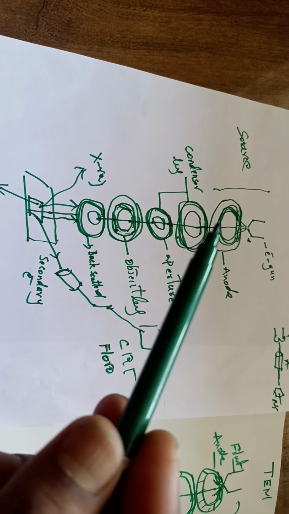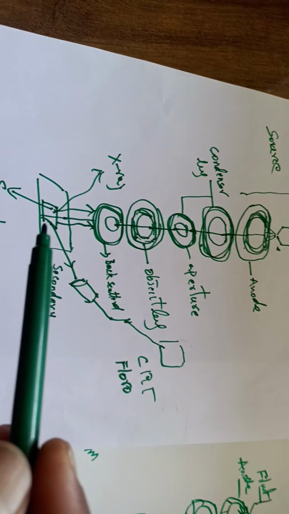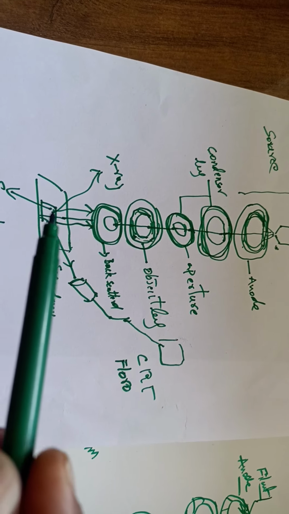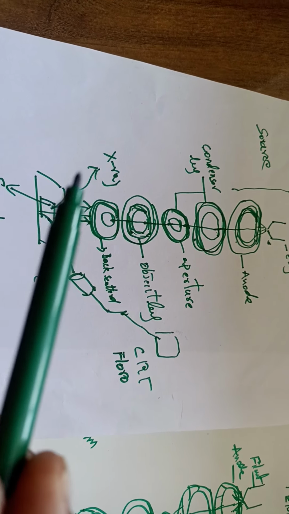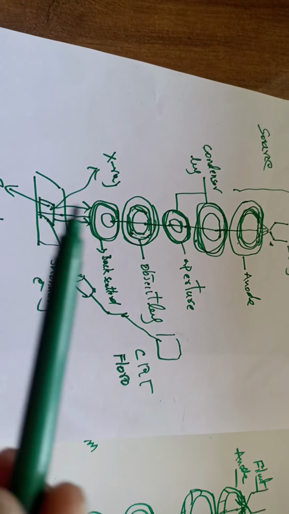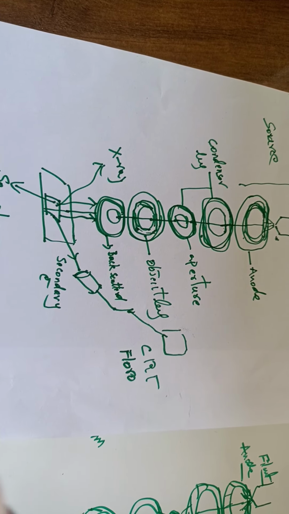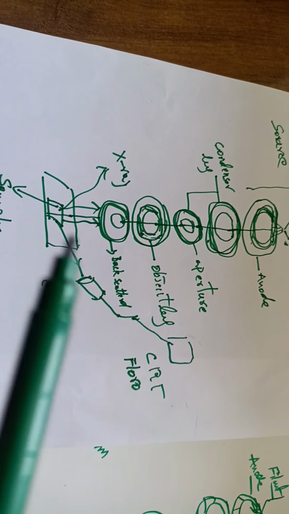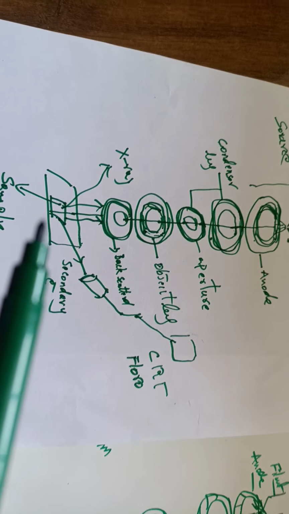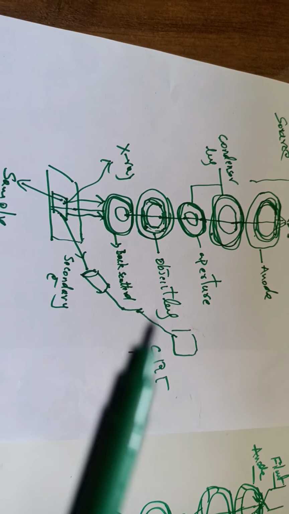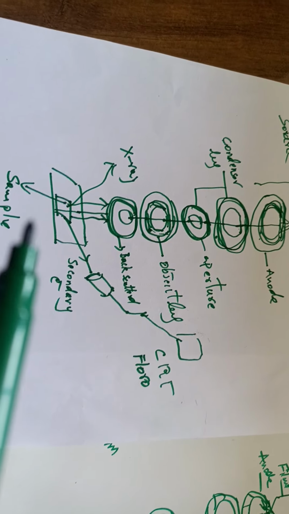The emitted ray beam from the filament interacts with the sample, and it generates X-rays, reflected X-rays, and secondary electrons. In SEM, we see that the beam interacts with the surface of the sample, and from the reflected ones we study the surface profile of the sample.